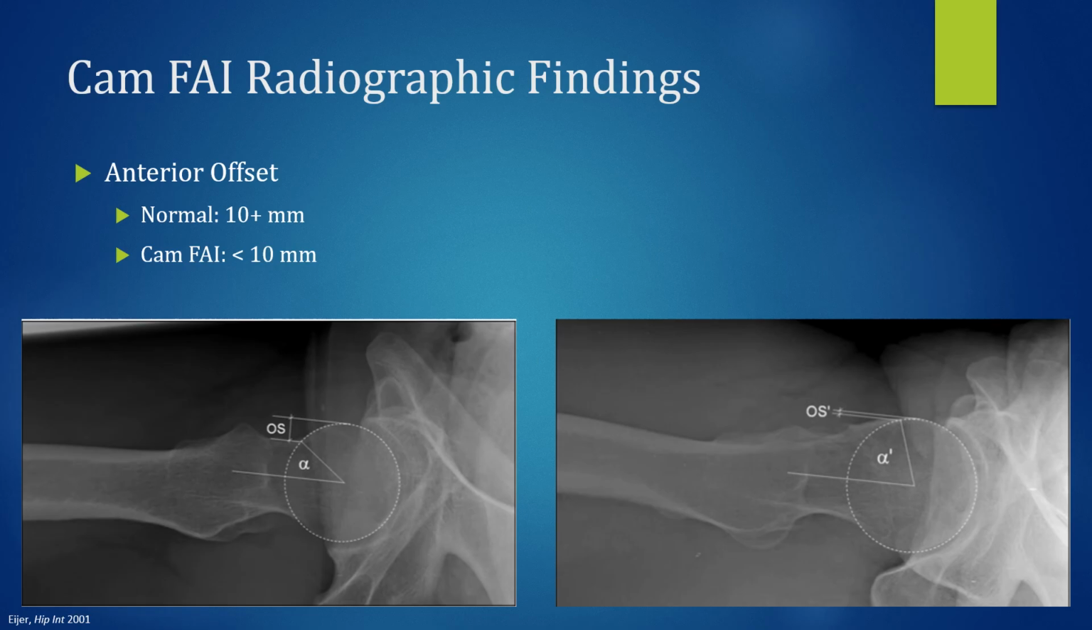So most sources will accept any measurement of 10 millimeters or above as normal, while less than 10 millimeters is indicative of CAM FAI. In the X-ray on the right, we can again see how a larger CAM bump will result in a more anterior position of the anterior femoral line, which will result in a smaller anterior offset measurement.